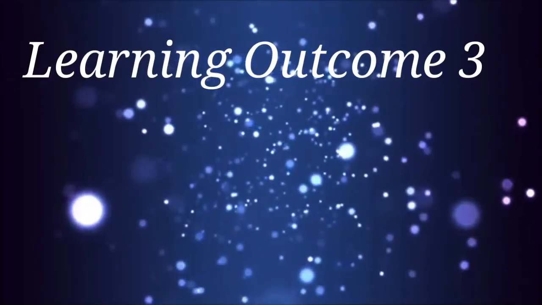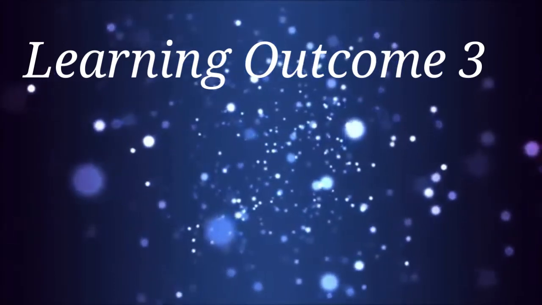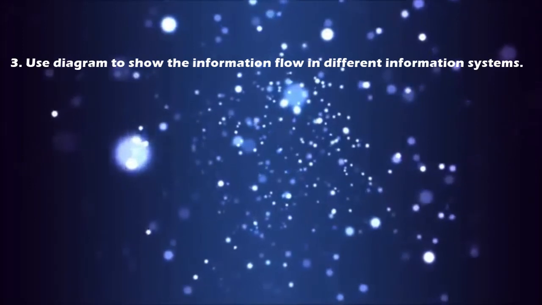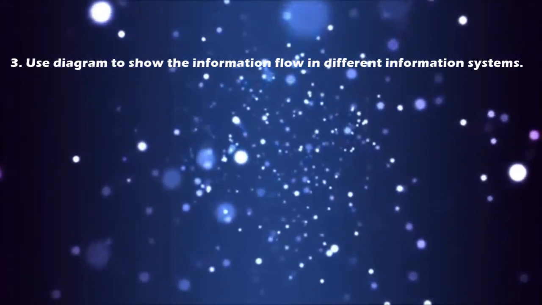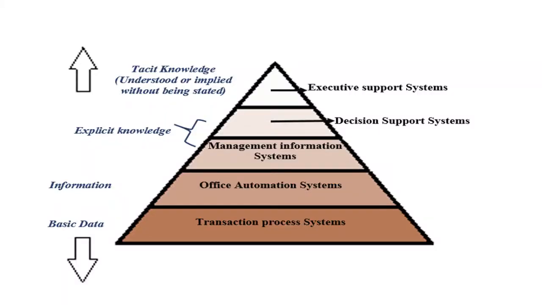Learning Outcome 3. Use a diagram to show the information flow in different information systems. Here we have a diagram showing the different information flows throughout every system. From the bottom we see transaction, then to office, then to management, then to decision, and then to executive. These show the flows going into it, so take a second to look at it.